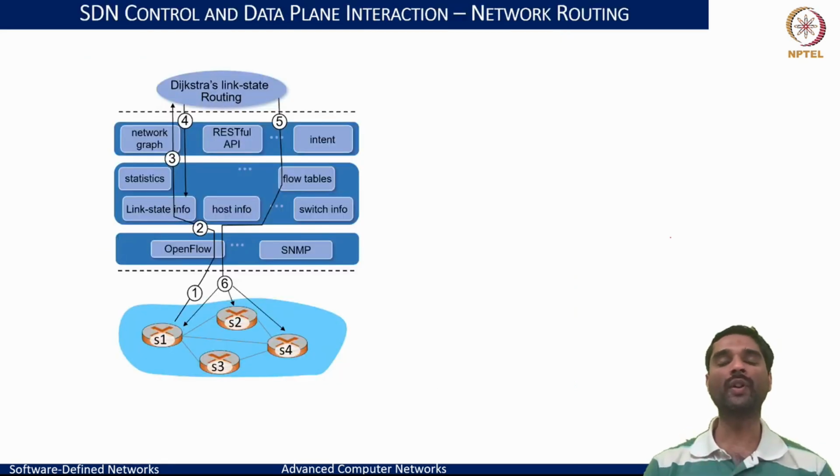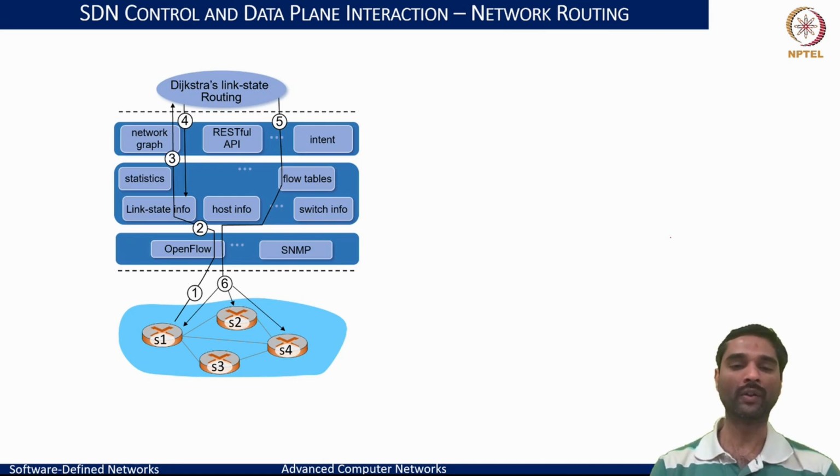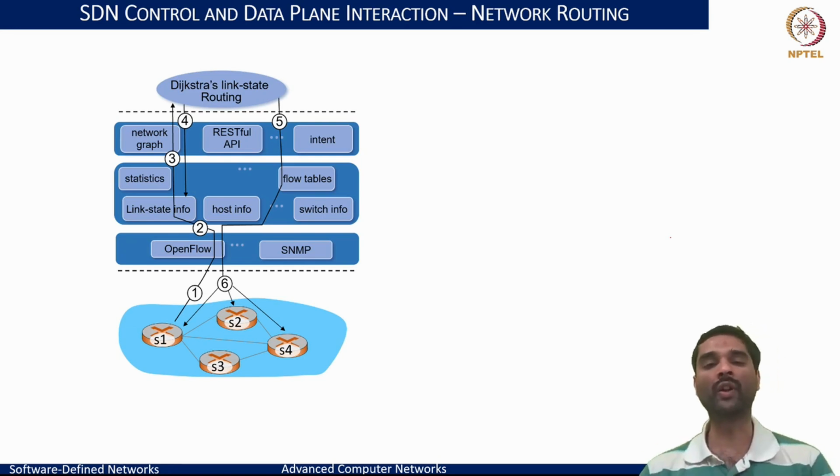Overall, let's put this into perspective and see one of the most fundamental network applications, link state routing. The diagram here shows a topology with four switches or routers, S1 to S4, and an application written on top of the network OS, Dijkstra's link state routing, which is trying to configure and set the routing tables so that all of these routers do what link state routing would otherwise do.